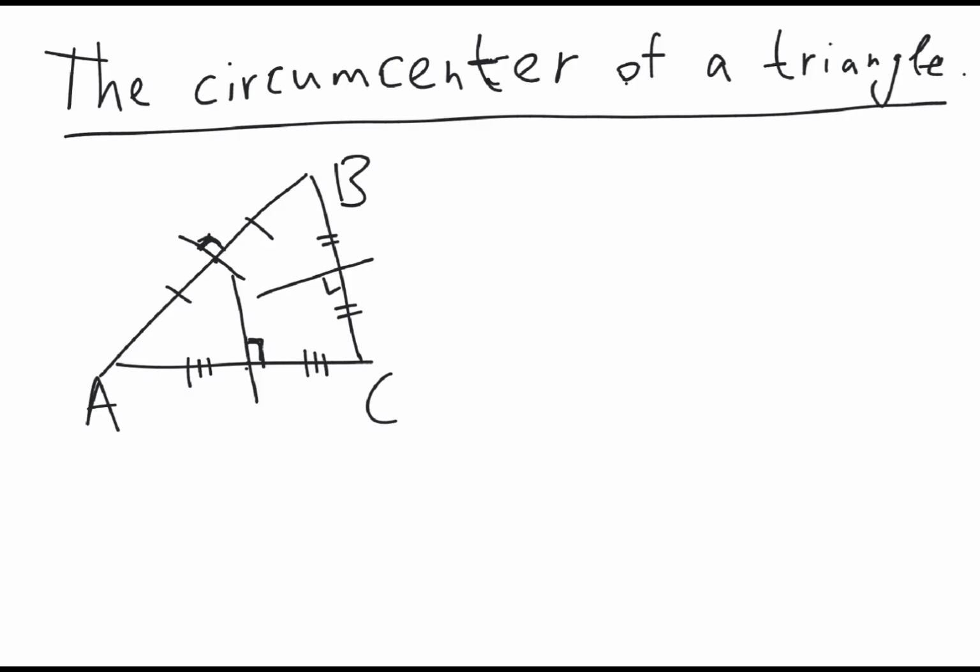And so the theorem says basically that all three of these perpendicular bisectors intersect at a single point, and this point is the circumcenter, which means the center of the circumcircle. So I will draw it like this.